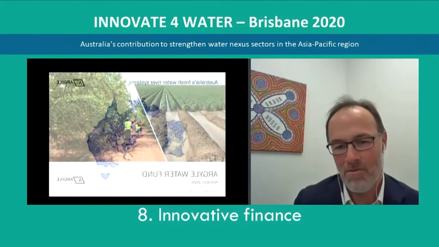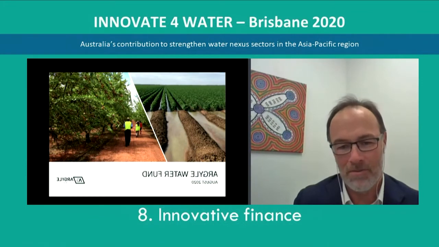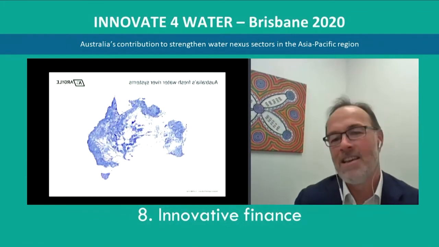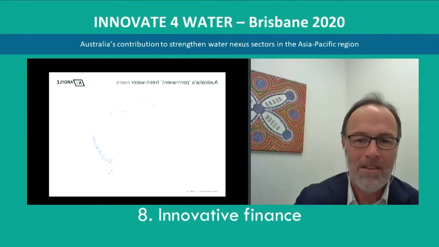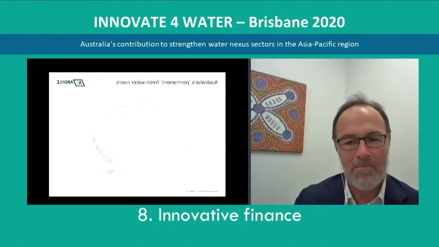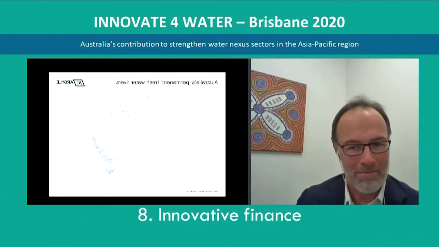On the first slide, to put this in context, this is a map of all of the tributaries of rivers in Australia. Next slide. This is a map of the ones that have water in them permanently. So you can get a sense from there that we are a pretty water scarce nation.